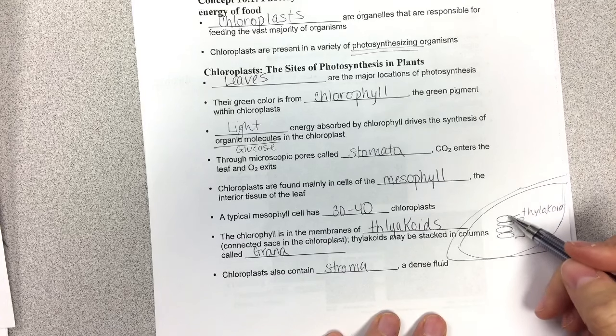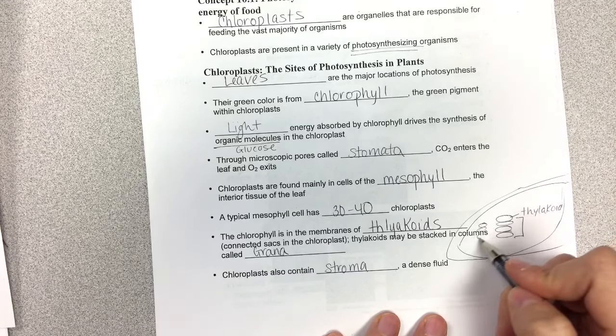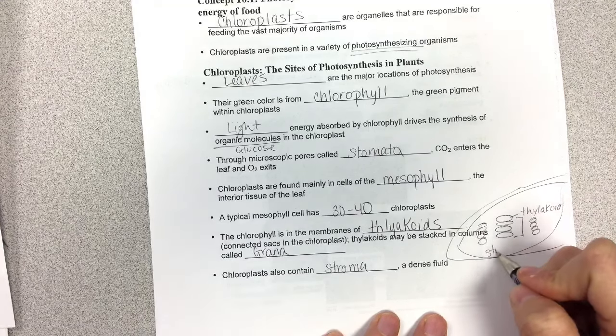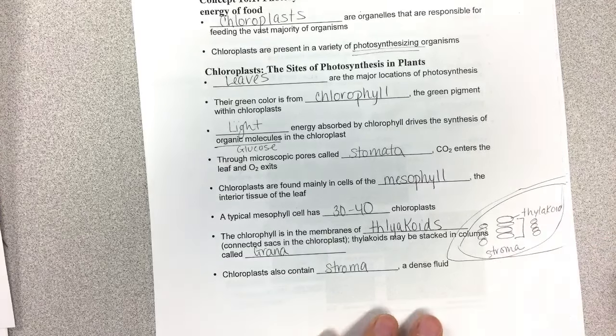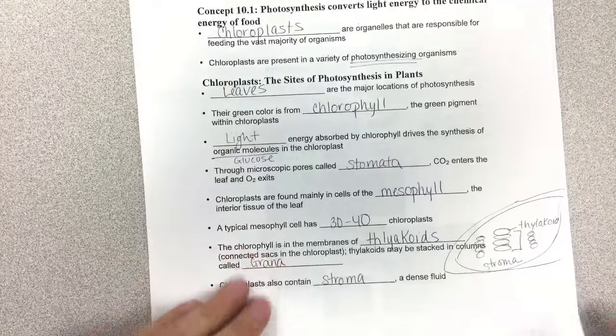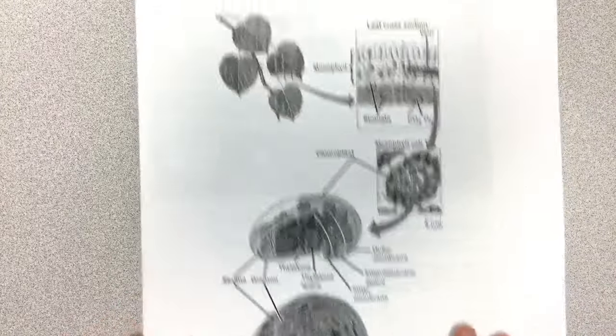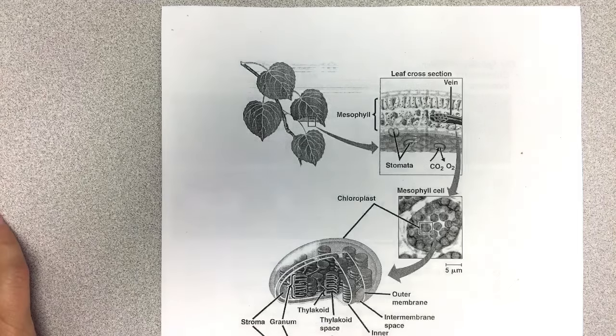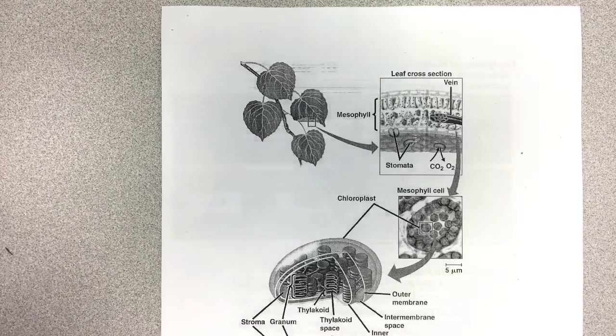What is important is the thylakoid membrane. So you have lots of these stacks of thylakoids, or granum. And the liquid that it's all floating around in is the stroma. So if we look at the next picture here, this shows you the organization of your leaf and of the plant.